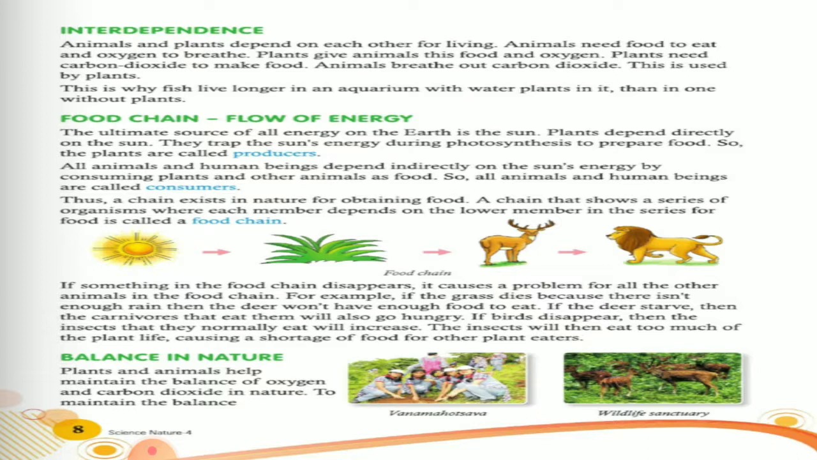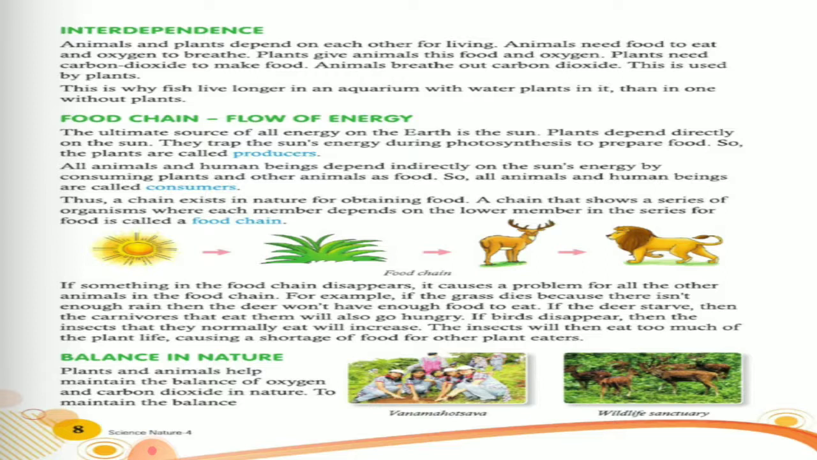Now go to page number 8. You can see the word interdependence. What is interdependence? Animals and plants depend on each other for living. Animals need food to eat and oxygen to breathe. Plants give animals this food and oxygen. Plants need carbon dioxide to make their food. Animals breathe out carbon dioxide. This is used by plants. So what is interdependence? Animals and plants depend on each other for living.